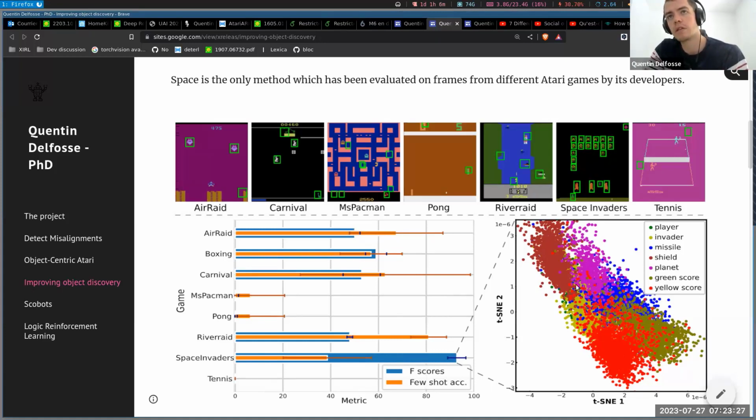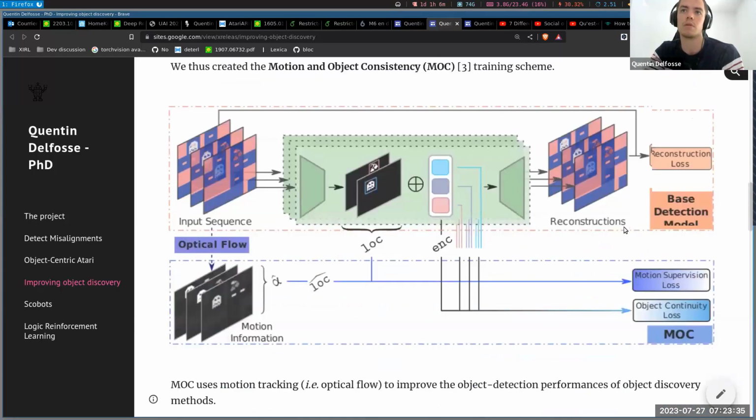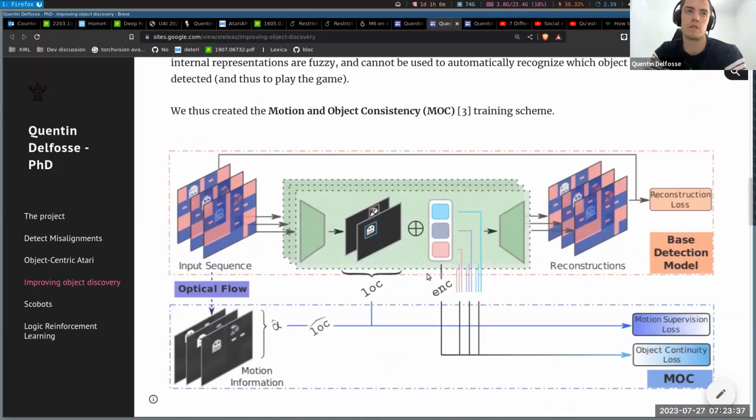But then when you looked at the internal object representation that it had, it was very, very bad. And the gist of this paper was to try to use time in order to bring consistency and to improve the object discovery performances. And so this is another paper. So this is more on how do you detect objects, etc.